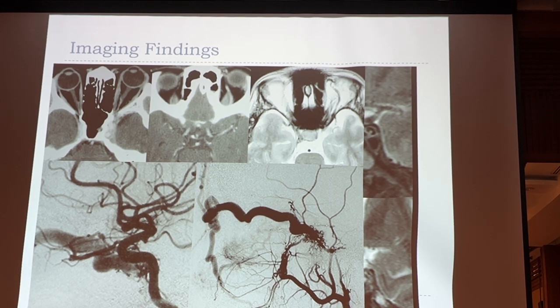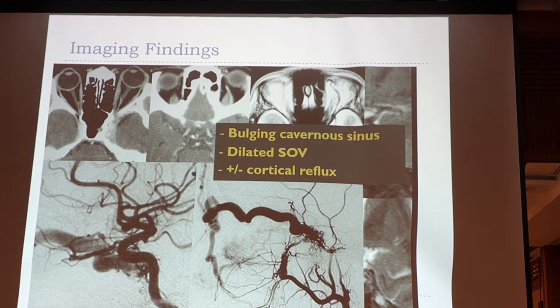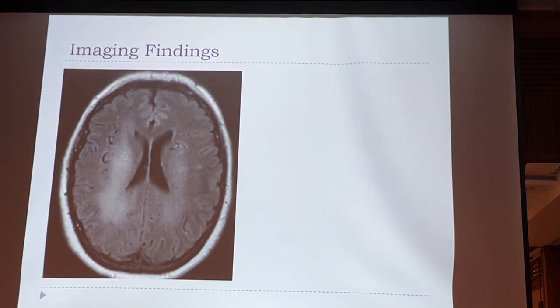But what you'll have to look for is whether this dural arteriovenous fistula at the level of the cavernous sinus has reflux or not. So I always look at the hippocampal vein, whether it's dilated, and the sphenoparietal sinus, as these are the two conduits that can lead to cortical venous reflux in patients with dural arteriovenous fistulas of the cavernous sinus region. So look for a bulging cavernous sinus, a dilated SOV, and look for signs of cortical reflux.